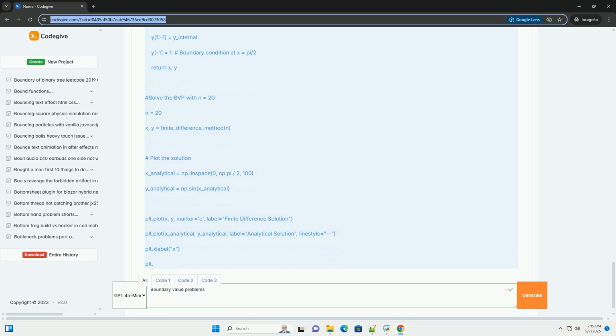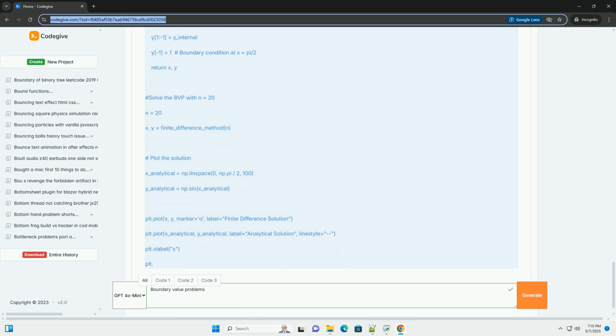5. Spectral methods. Similar to collocation methods, but use global basis functions, for example Fourier series, Chebyshev polynomials, that are defined over the entire domain. Often provide very high accuracy for smooth solutions.